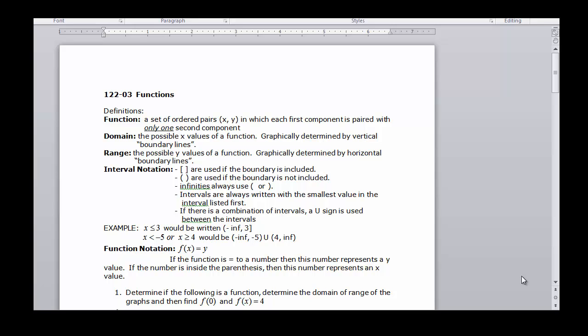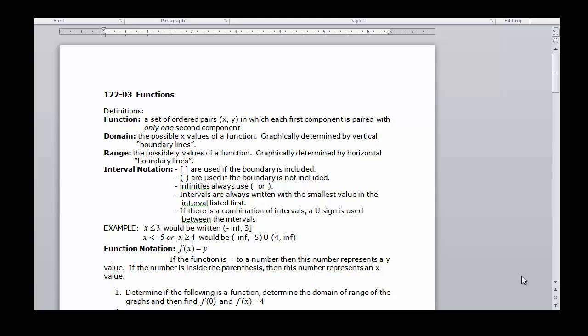This video is going to talk about functions. So first we need to define a function. That's why I've called up the worksheet that you have. A function is a set of ordered pairs. We usually think of x, y. And the first component, like the x, is paired with only one of the second component.